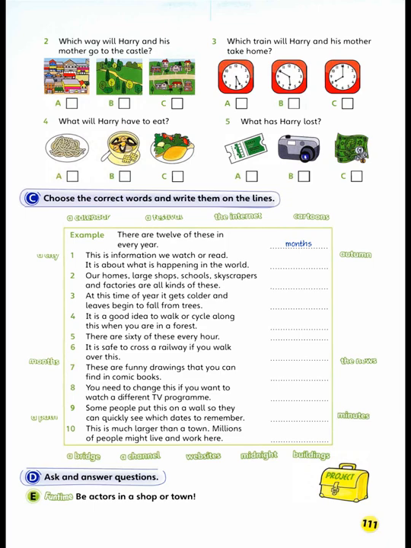3. Which train will Harry and his mother take home?